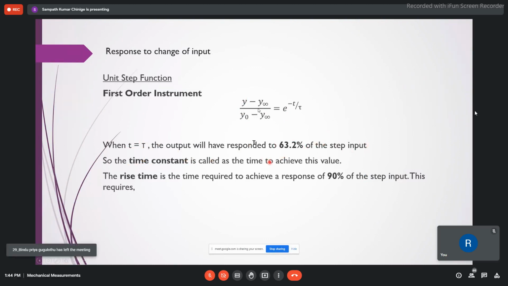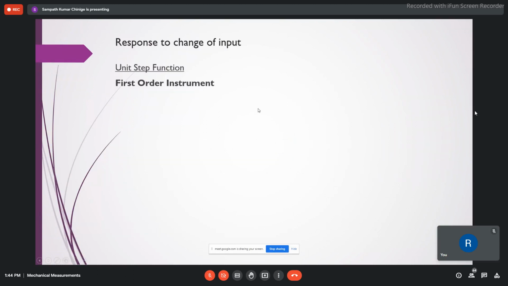What is the time taken by the instrument to reproduce 90%? That we call the rise time. And finally, for reproducing the complete input, almost 99.3%, we have to wait for a time of 5 times the time constant. So that is basically your settling time.